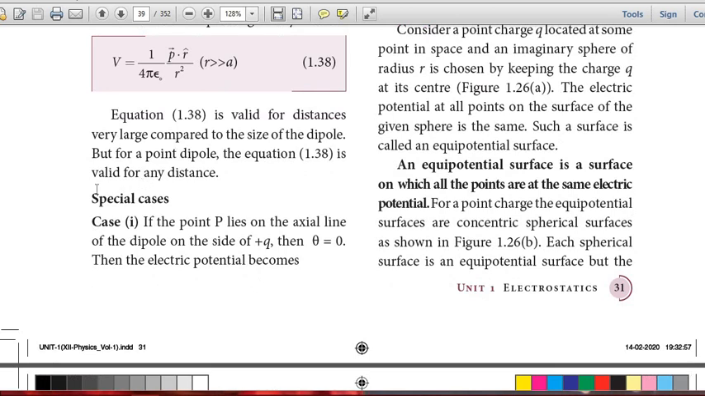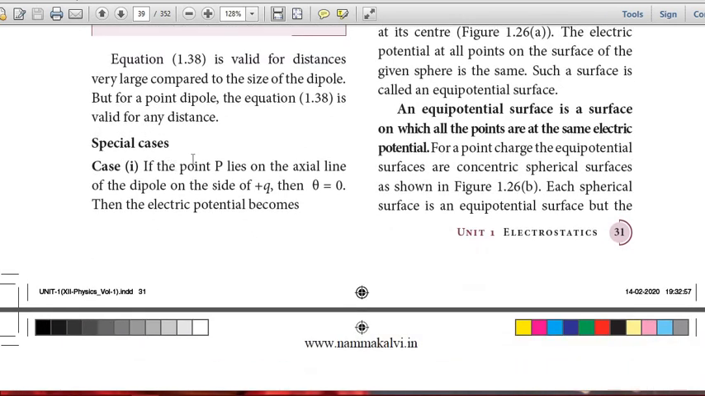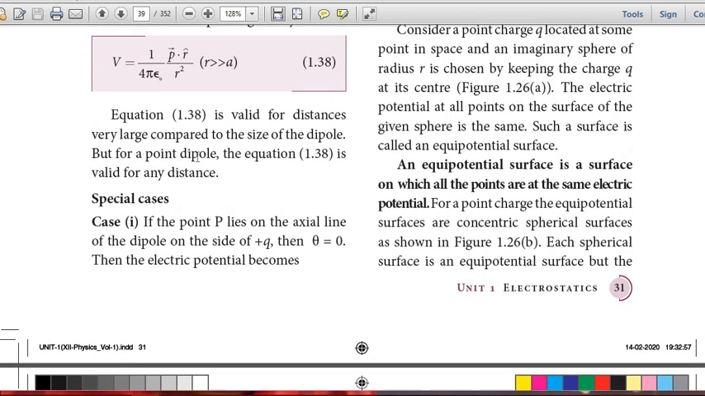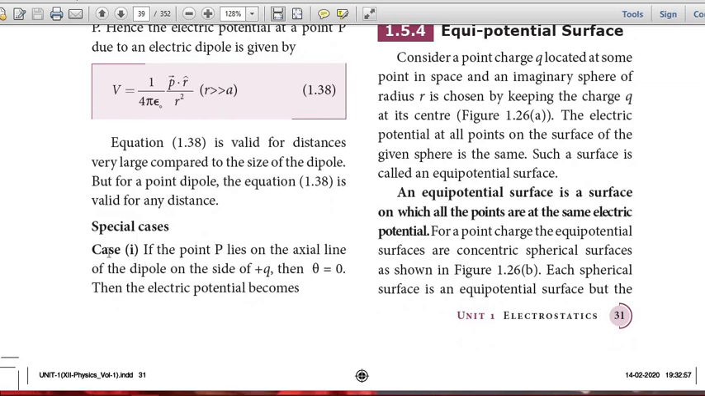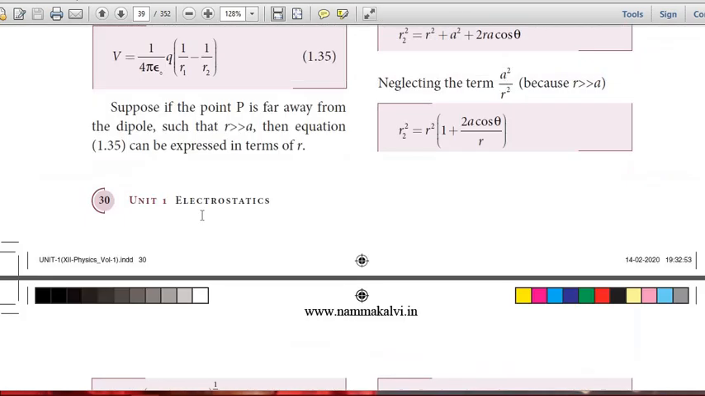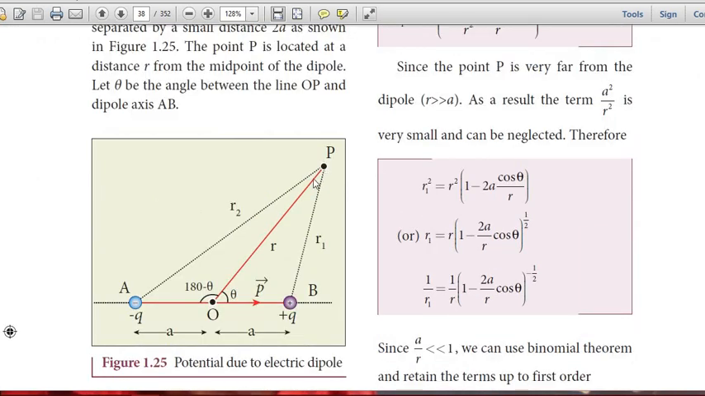Then the special case is a very important case. Please note it down, because many absurdity type questions are asked from this special case. Please note it down, children. Case number 1: suppose the point P is placed on the axial line on the right hand side, one side.